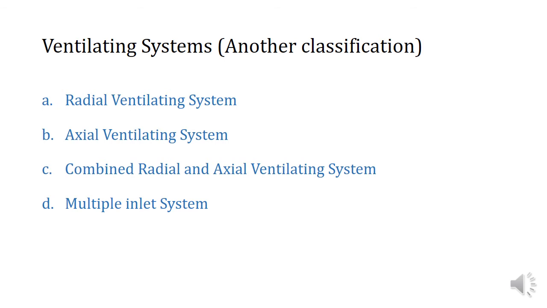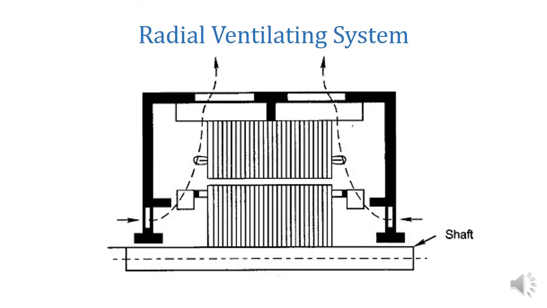This is another classification of ventilating systems. This classification is based on how the cooling ducts are provided for the machine. So there are four types: radial, axial, combined radial and axial. First one is radial ventilating system.